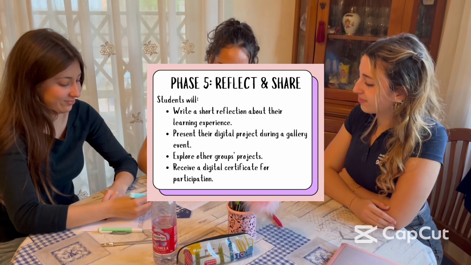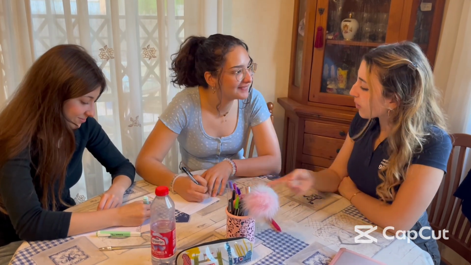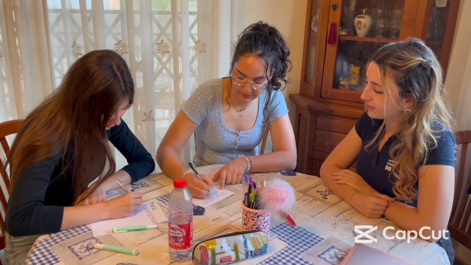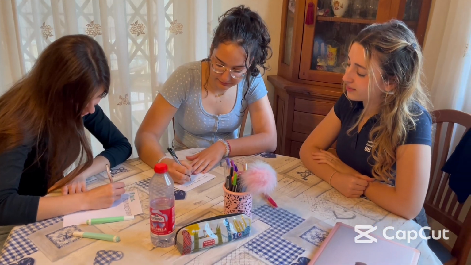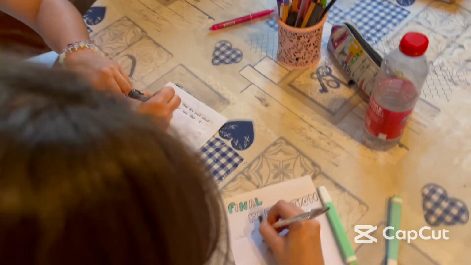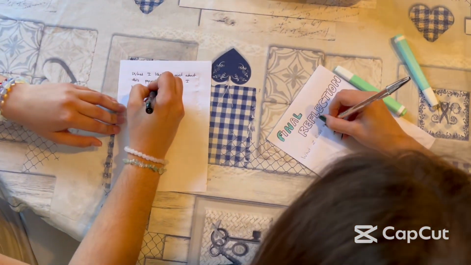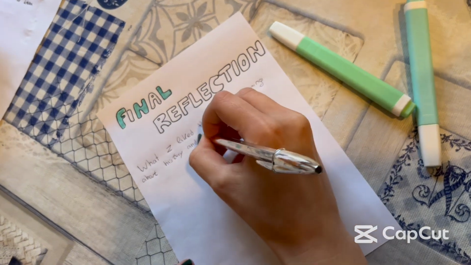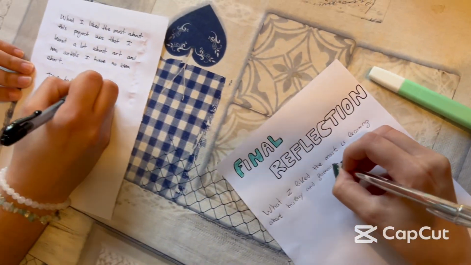To close the project, students reflect on their learning journey by writing a short individual text in English. In this mini reflection, they explain what they learned, what they enjoyed the most, and how they contributed to their group's work. This activity supports metacognitive development and helps reinforce their written communication skills in a meaningful and personal way.